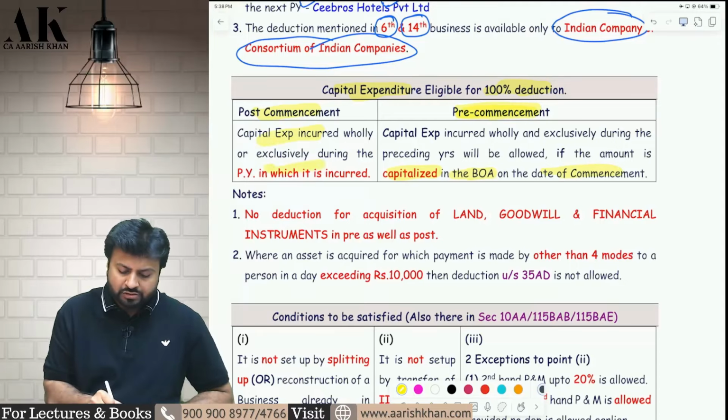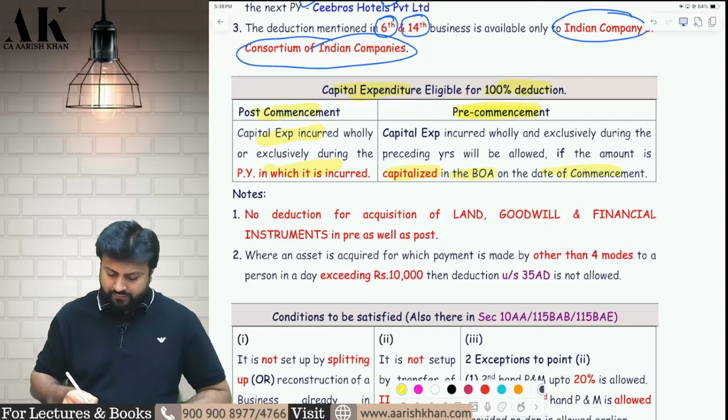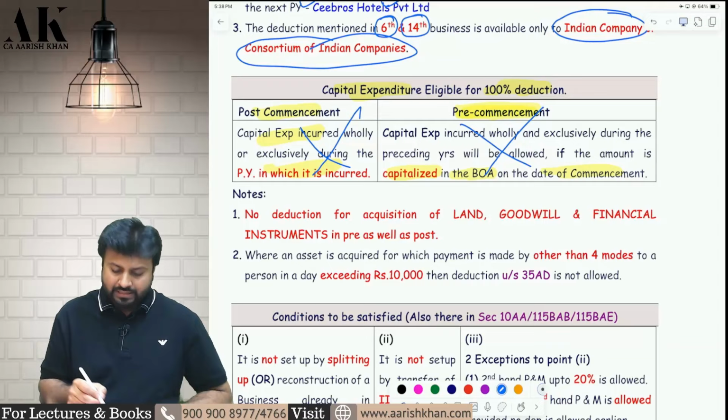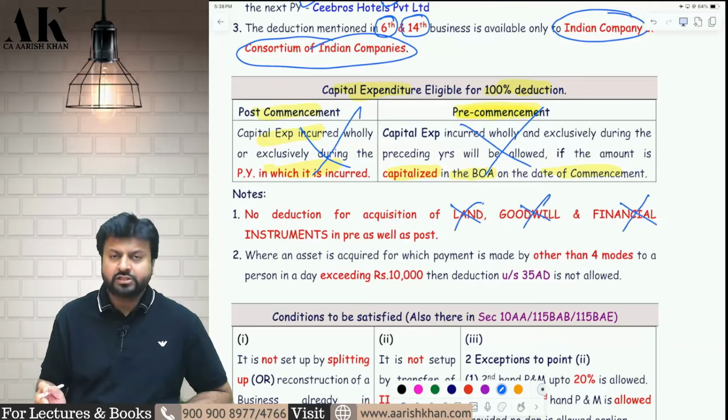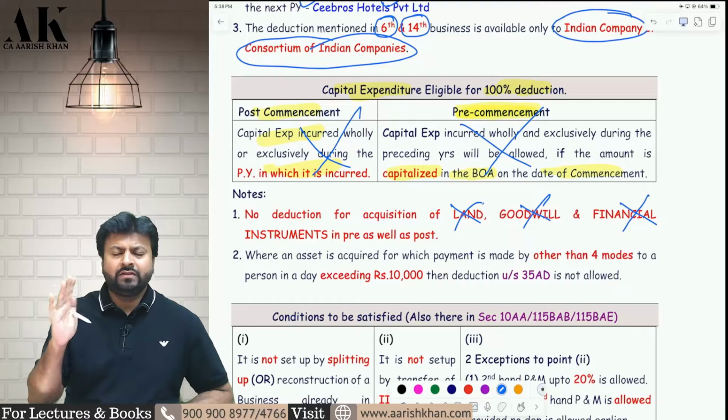For post-commencement also, you will get all the expenditure of capital nature except 3 expenditures which are allowed neither in pre nor in post. That is land, goodwill and financial instrument. If you incur these 3 expenditures, they will not be allowed to you under section 35 AD. Plus any other expenditure, plant, machinery, furniture, building, everything will be allowed.